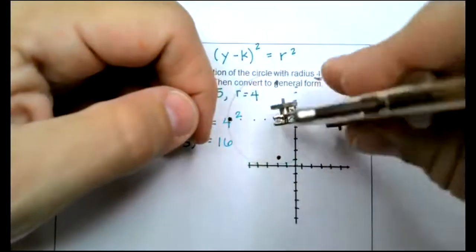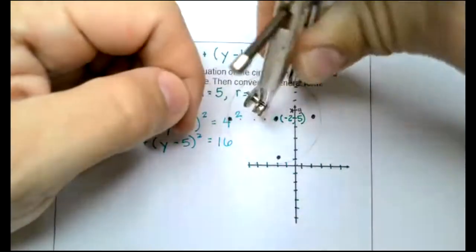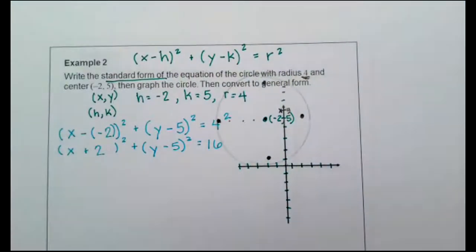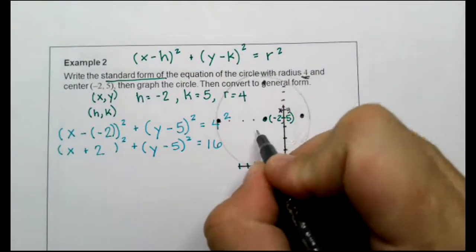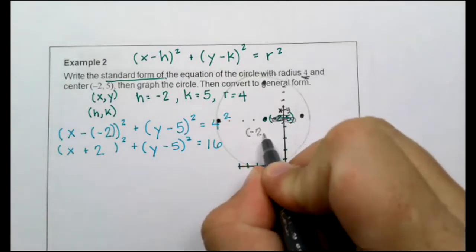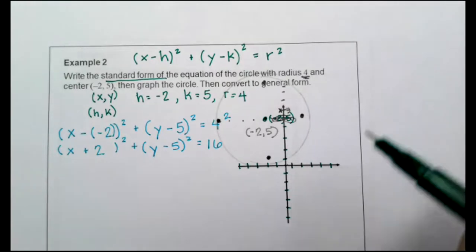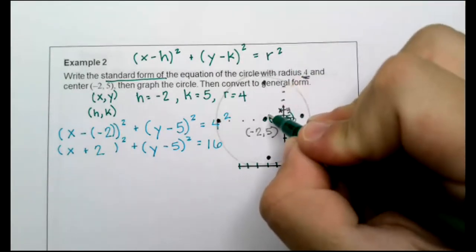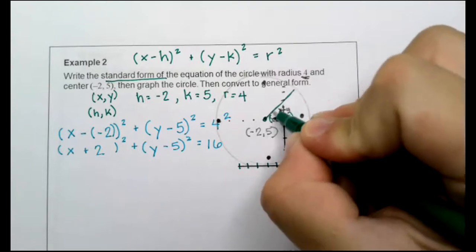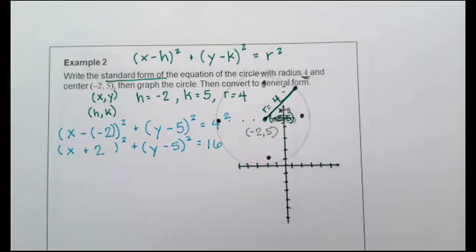And then I draw that circle. Again, my spacing was terrible. I draw that circle with the center -2, 5. I'm going to rewrite it down here. -2, 5 is my circle, my center, and then my R is 4, all the way around.